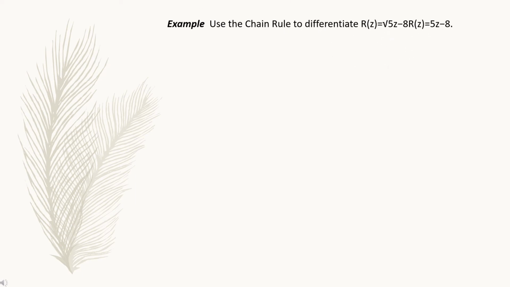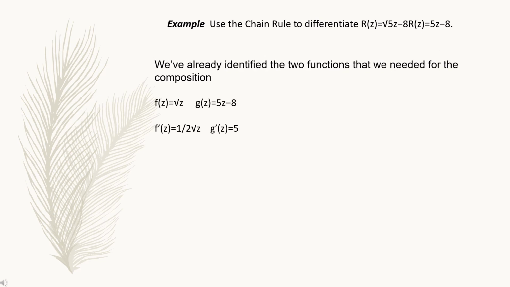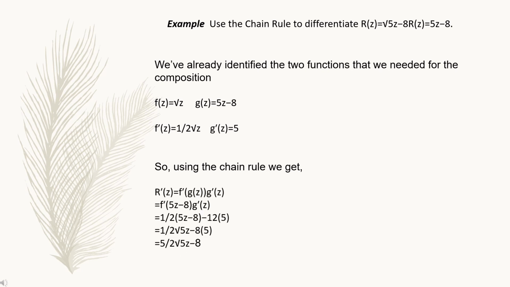For the next example, we have another type of chain rule problem. We use the chain rule to differentiate r(z) equals the square root of 5z minus 8. We've already identified the two functions that we needed for the composition, but let's write them back down anyway and take their derivatives. Before answering it, you should know the formula so you can get the answer. So using the chain rule, we get this solution.